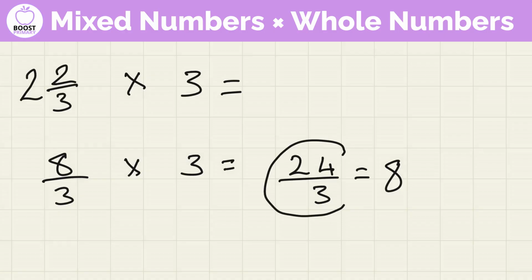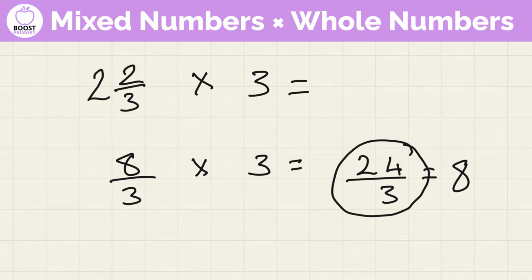Personally, I would leave it as an improper fraction. It's the quickest and easiest way to get to the mark. So I've shown you two methods today. You choose the method that works best for you.